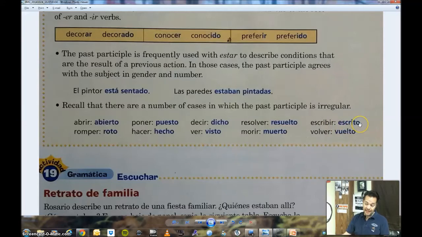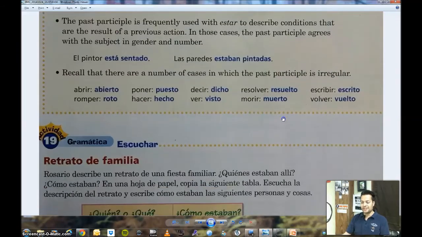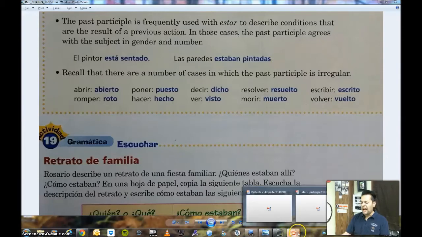Escribir. Escrito? Not exactly. Wait, no, that was right. Holy smokes. No, it's wrong if you say escribido. You have to say escrito in Spanish. And then finally, volver. Don't say volvido in Spanish. Say vuelto. Okay?